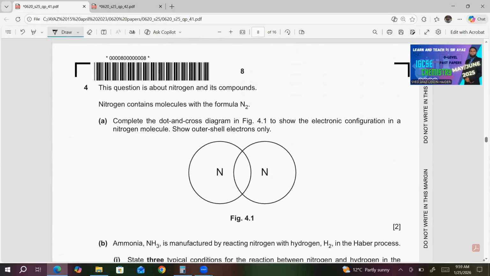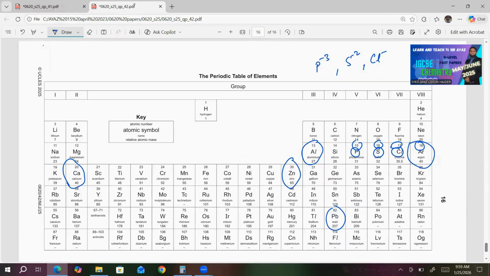Question number 4. This question is about nitrogen and its compounds. Nitrogen contains molecules with the formula N2. Complete the dot and cross diagram in figure 4.1 to show the electronic configuration in a nitrogen molecule. Show outer shell electrons only. Here's the periodic table. Nitrogen is in group 5, which means it contains 5 valence electrons.